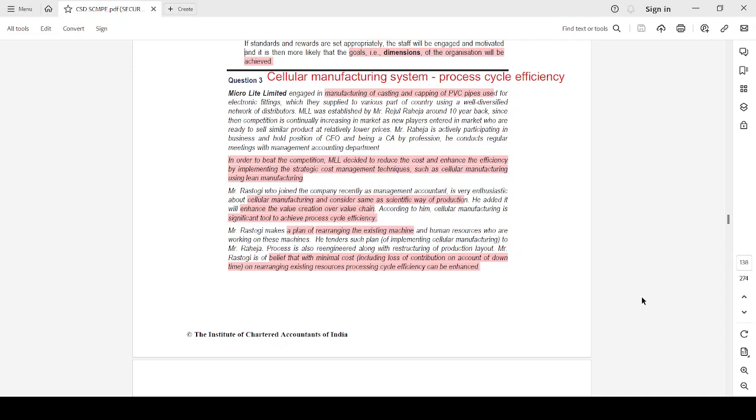So let's continue with question number 3 of the skill-based assessment question, which is Micro Light Limited. This is basically a question on cellular manufacturing system, and we are going to discuss process cycle efficiency. So let me give a glimpse of the question.